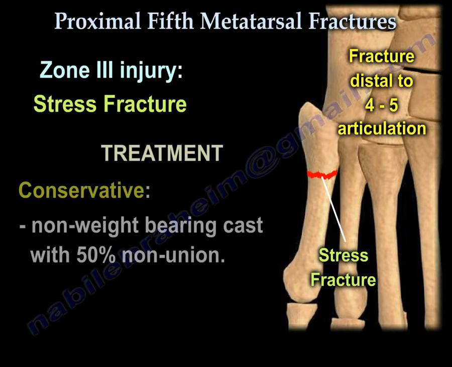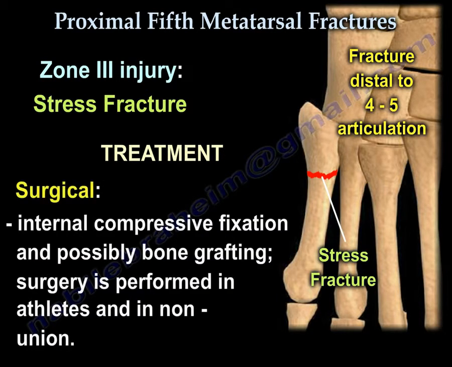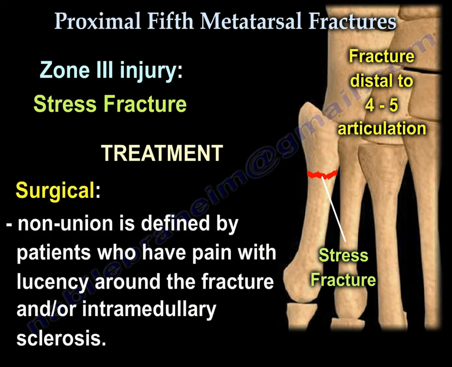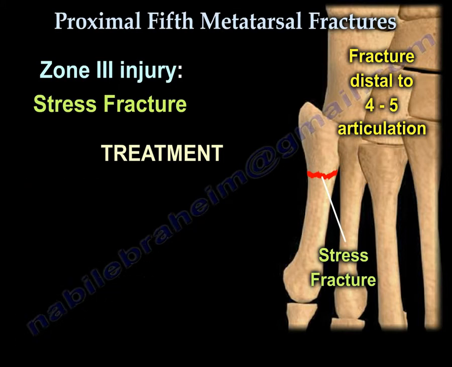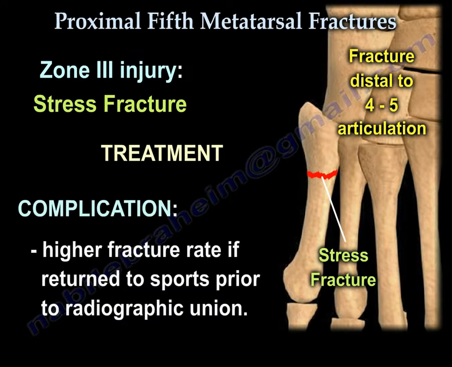Treatment: conservative, non-weight bearing cast with 50% non-union. Surgical treatment: internal compressive fixation and possibly bone grafting. Surgery is performed in athletes and in non-union. Non-union is defined by patients who have pain with lucency around the fracture and/or intramedullary sclerosis. Complication: higher fracture rate if returned to sports prior to radiographic union.